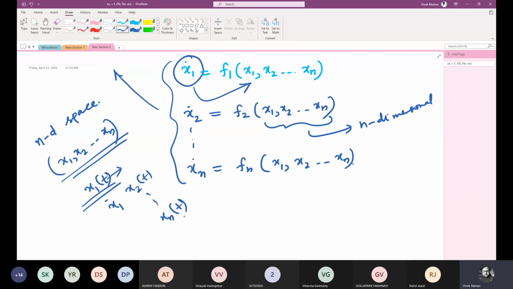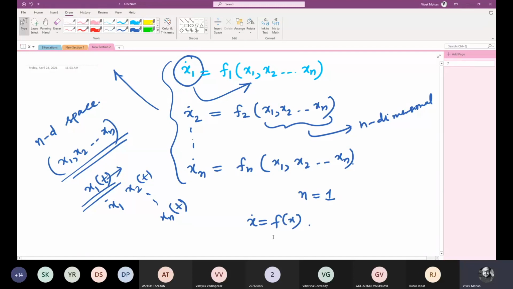Okay, so let's start slowly with the simplified case of n equals 1. So we don't have x1, x2, etc. up to n. We just have x dot equals f of x.